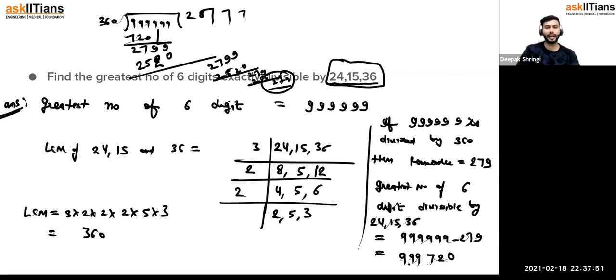First of all, what I did, guys, is I got the LCM of the numbers 24, 15, and 36, and that was 360, sorry. Then from the greatest number, I saw what is the remainder if I divide the greatest number of 6 digits by 360. I got the remainder as 279. I subtracted 279 from 6 times 9, so I'm getting 999,720. Now this is a number which is divisible by 360. And if this number is divisible by 360, it is divisible by all 24, 15, and 36 as well. And it is the greatest one, because this was the nearest one which was divisible by 360. Got it? Okay, let's move forward.